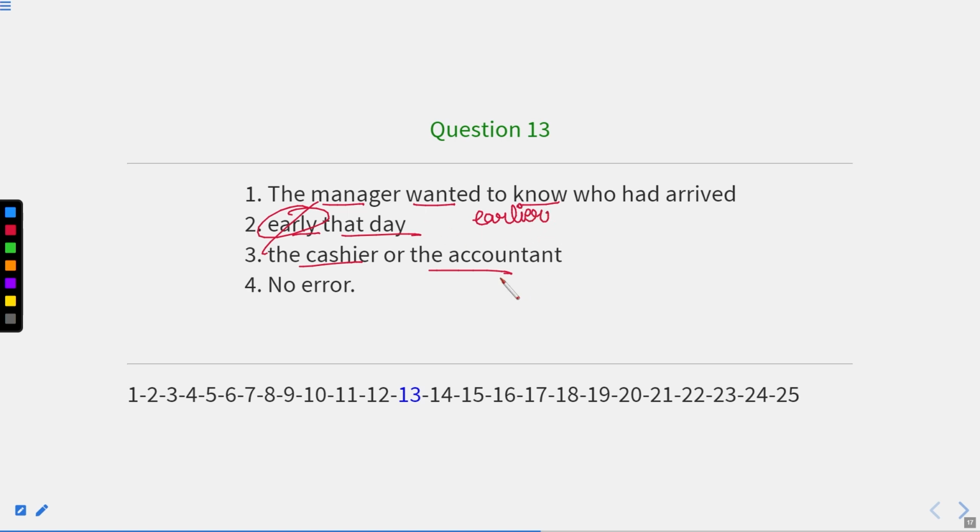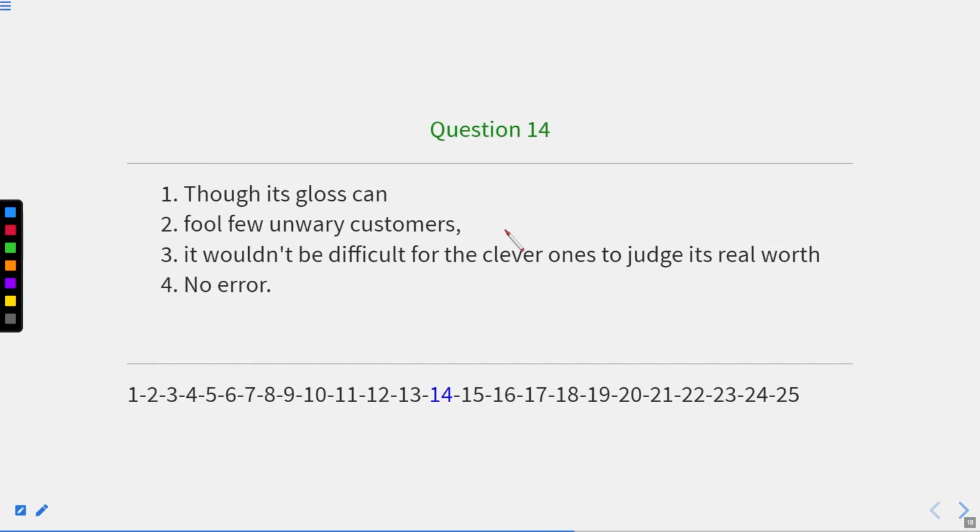Okay, now earlier means before, it means first of the two. Okay, so here early should be replaced with the word earlier, so the answer will be 2. Now let us move to the next one. Though its gloss can fool few unwary customers, it would not be difficult for the clever ones to judge its real worth. Now again, we have three types of words.